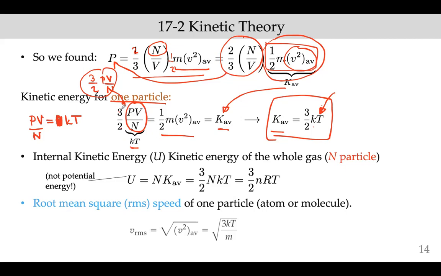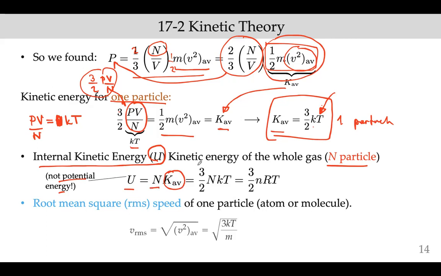Now, we can calculate the total. So this was for 1 particle or molecule. Now, how do you go to n particles? Kinetic energy of n particles is called internal kinetic energy. It's shown by U. This is not potential energy. This is total kinetic energy of the particles. What I have to do is multiply the single particle kinetic energy by n. N is the number of molecules in the gas.